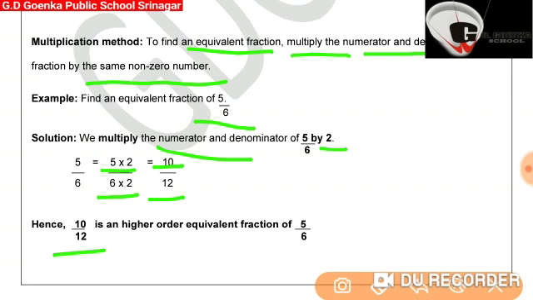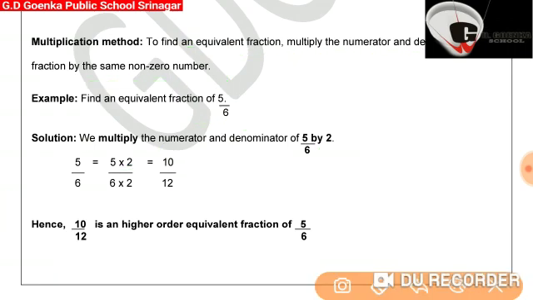Why is it higher order? Because when we multiply 5 and 6 by 2, we get a higher number, 10 and 12. Therefore, 10 by 12 is a higher order equivalent fraction of 5 by 6.